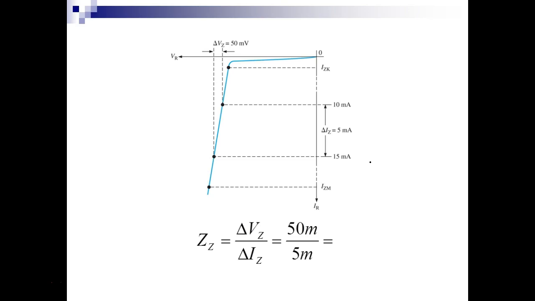So this is just an example. What would VZ be here? So I come over here. I've got a 50 millivolt change and a 5 milliamp change. So what would our calculated Zener resistance be? It would be 10 milliohms. So you see this guy's got pretty low resistance. Are we okay? Questions? Lost anybody yet?